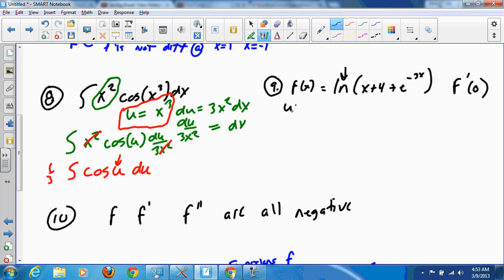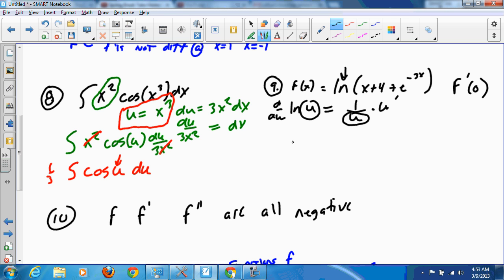Just a simple little reminder here. The derivative of ln of u is equal to what? 1 over u times the derivative of the u portion.